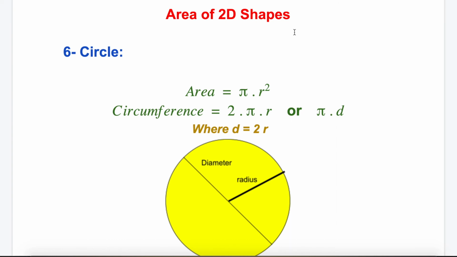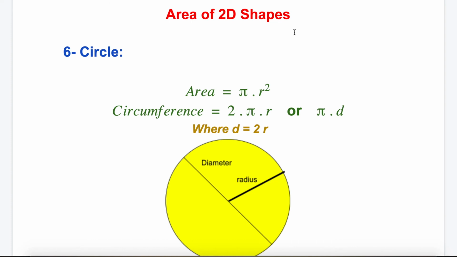Diameter is d, radius is r. Always the diameter is double the radius. Or if you have the diameter and you want the radius, just divide it by 2. So for example, if the diameter is 10 centimeters, that means the radius is 5 centimeters. If the radius is 7 meters, that means the diameter is 14 meters. It's always double. The area of the circle is pi times r power 2. Here pi is 3.14. Then multiply it by r squared.